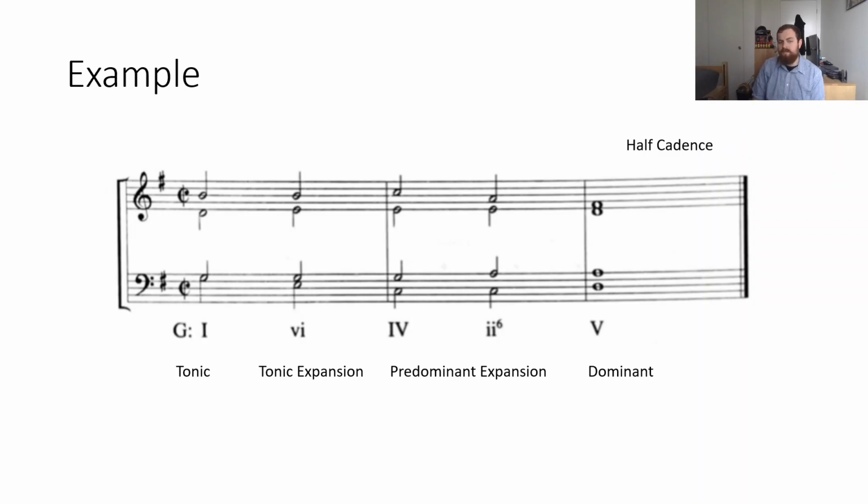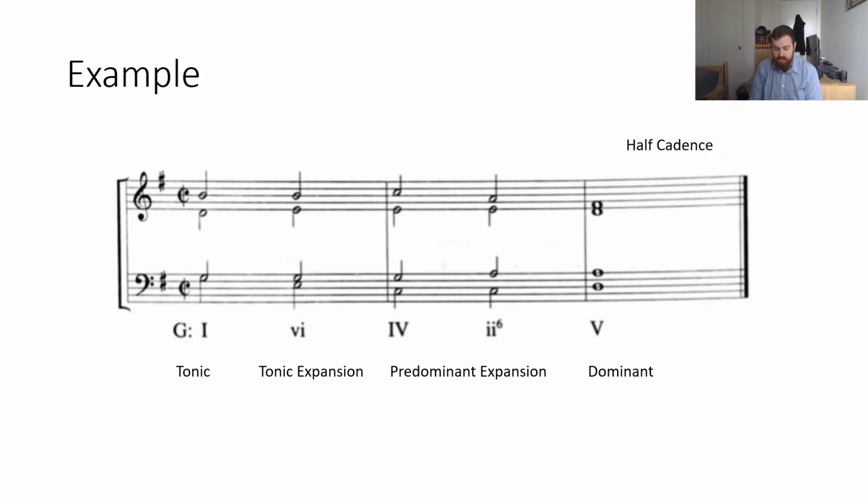Remember, 6 almost always precedes 4 or 2. In this case, we've got both 4 and 2. So you've got our tonic area, our predominant area, and our dominant area. All we're missing is our resolution back to our original tonic, but we don't have that because, of course, it's a half cadence. So this is the kind of context that we can see 6 in now.